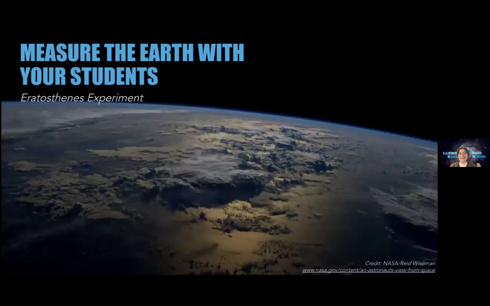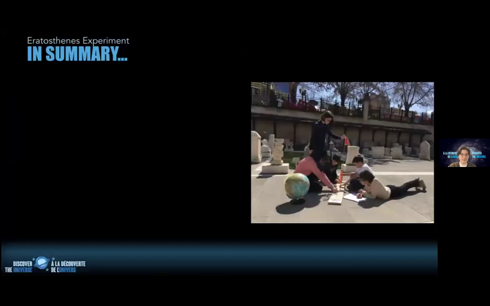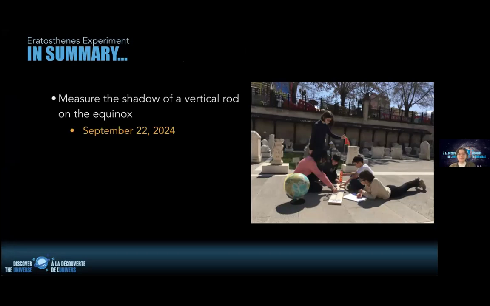Okay, so getting started on how you can measure the Earth with your students. I'll go into the Eratosthenes experiment and then how you can bring that into your classroom or into any space that you're teaching in. So basically, in summary, what you'll want to do is measure the shadow of a vertical rod on the day of the equinox. The equinox itself is September 22nd, 2024. This is a Sunday, so you can do this with your students the day after on the Monday, or you can even do it on the Friday a few days beforehand.